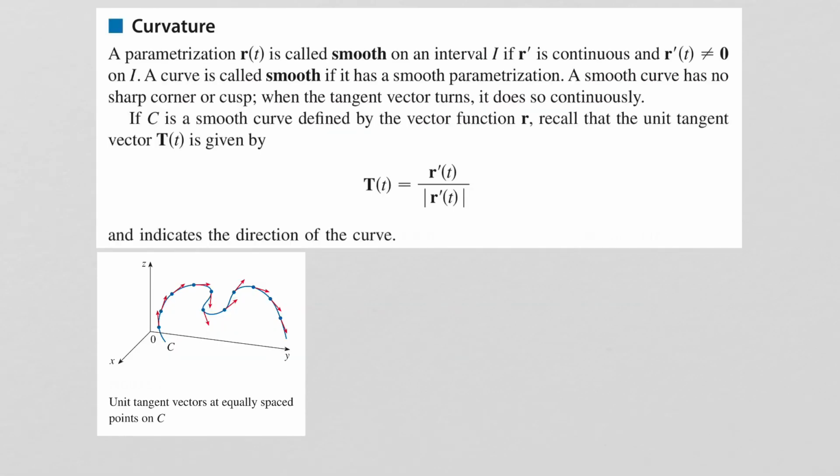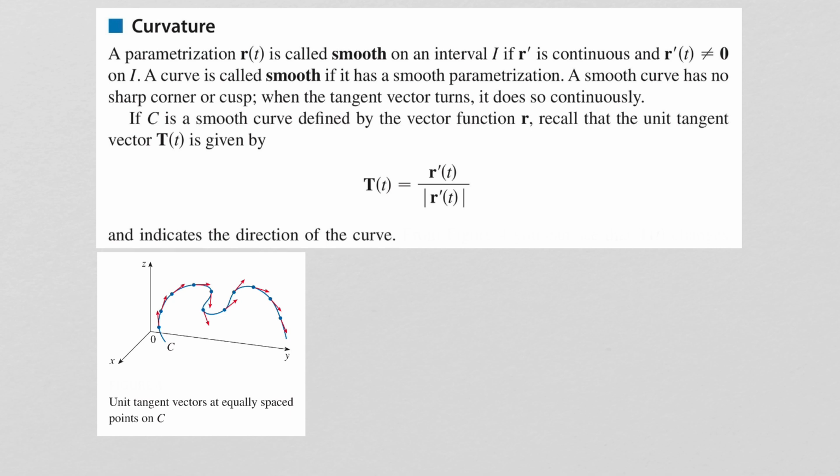Now let's talk about curvature. A parameterization r of t is called smooth on an interval I if r prime is continuous and r prime is not equal to 0. A curve is called smooth if it has a smooth parameterization. What this means in all practical terms is that a curve is called smooth if it has no sharp corners or cusps or anything like that. So it is exactly what it sounds like. So when the curve turns, it turns softly, not abruptly.